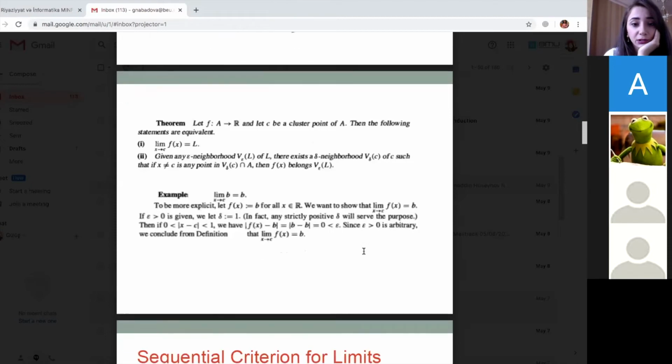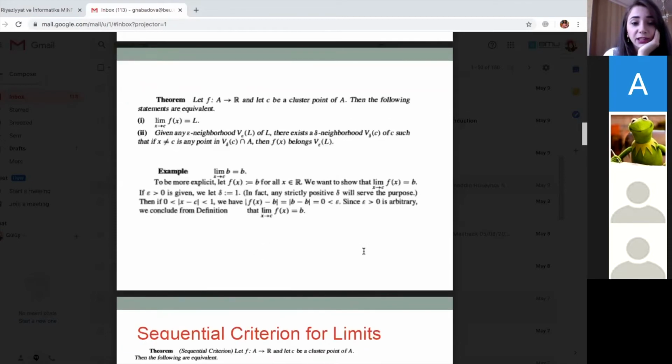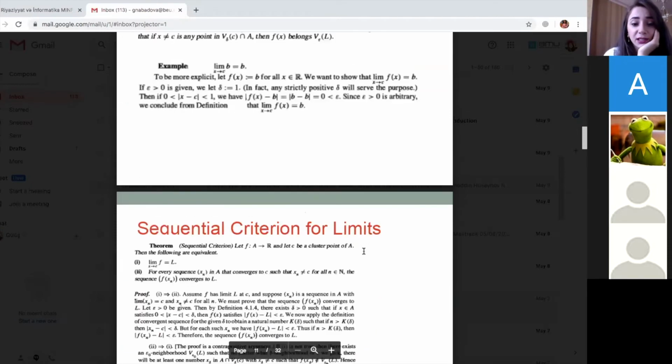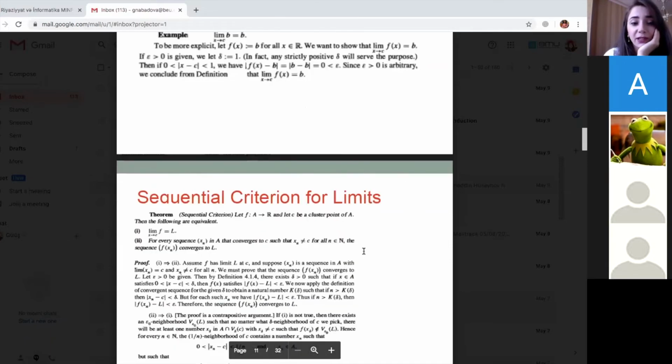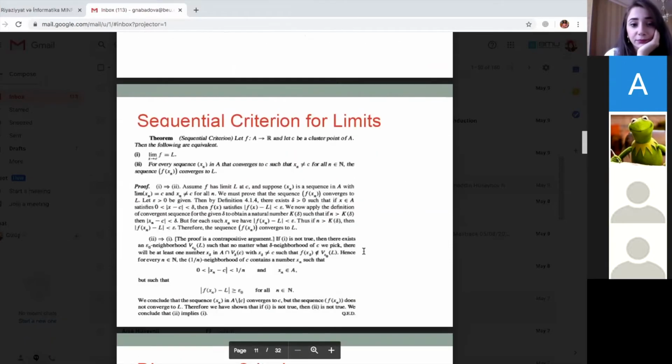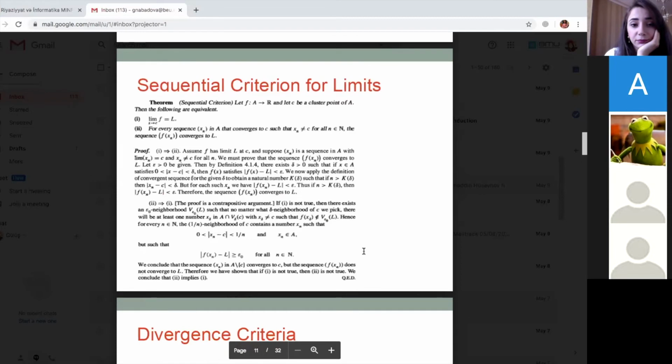Let's continue with the sequential criterion for limits. Sequential Theorem.